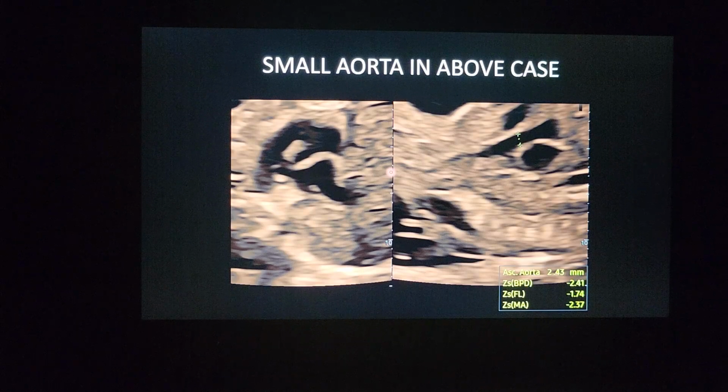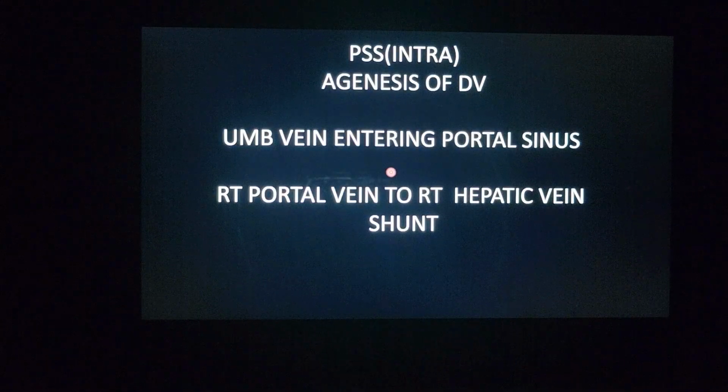You can see that the RVOT is normal, the LVOT is small. Now we come to another case which is a portal systemic shunt, and it's an intrahepatic type of shunt with agenesis of ductus venosus. So here we have umbilical vein entering the portal sinus normally.